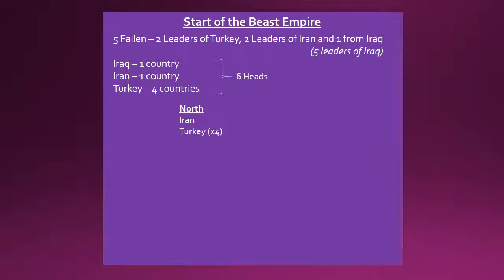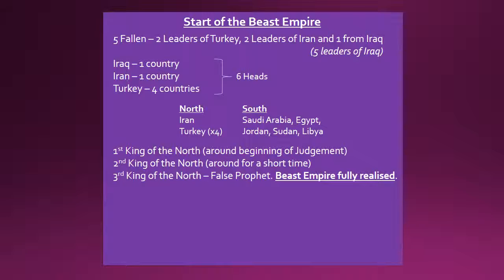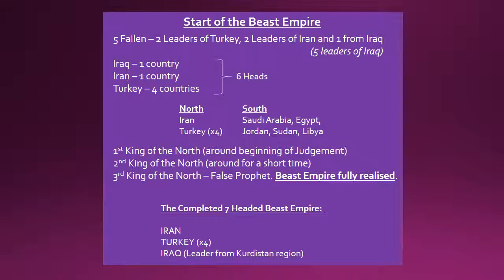The north and south will briefly come together to fight the west. This is the time of the first king of the north. Then there's the second king, and finally the 3rd king, which sets up the empire completely at this stage, which is the 7th head. So at this point the Beast Empire is fully realized, and is Iran, Turkey, times 4, with the leader coming from Iraq.